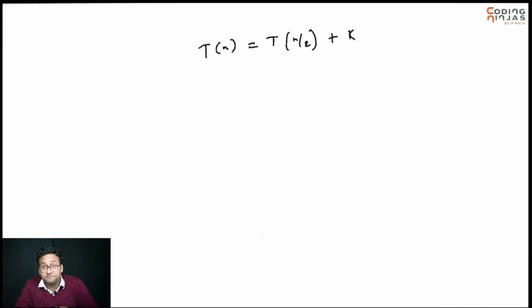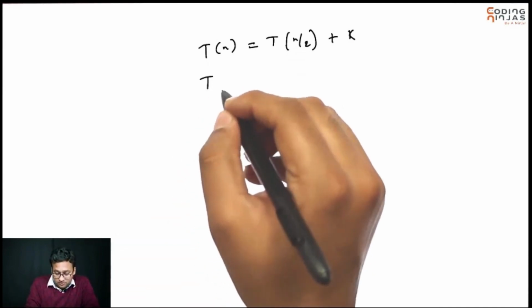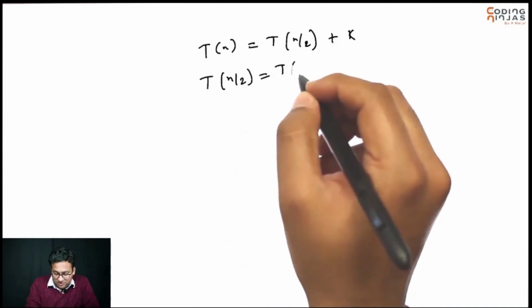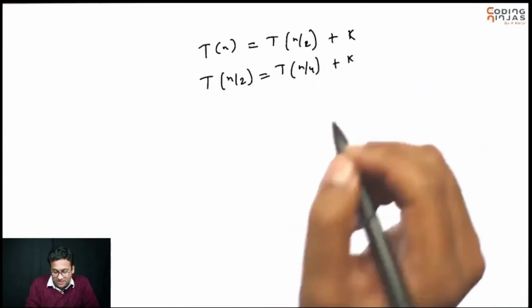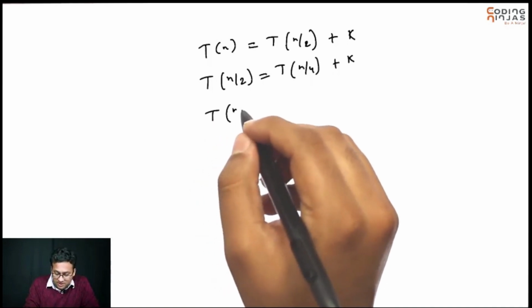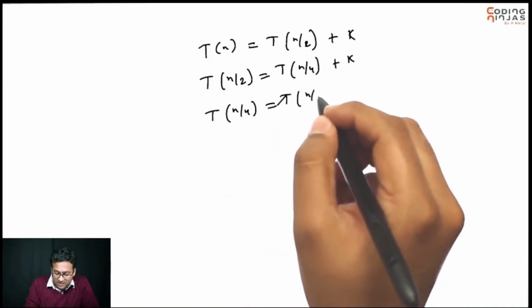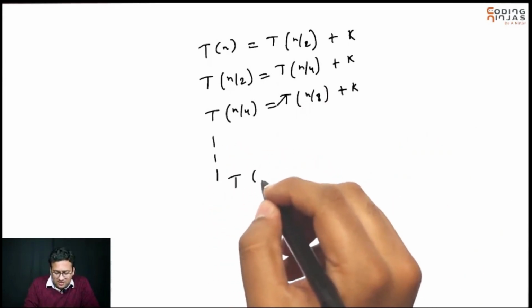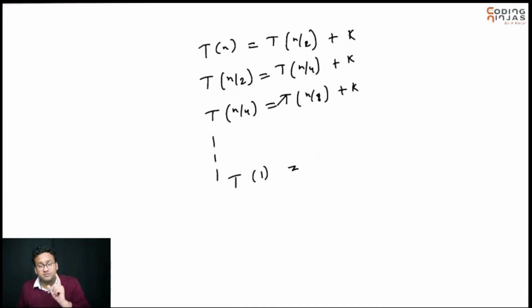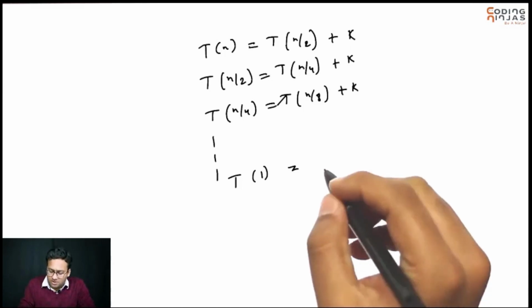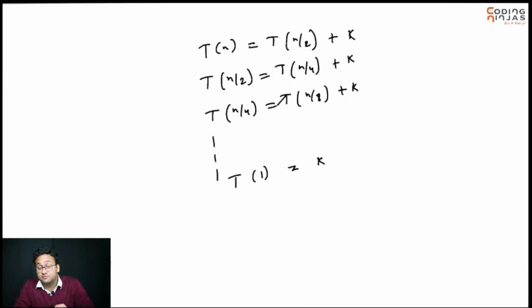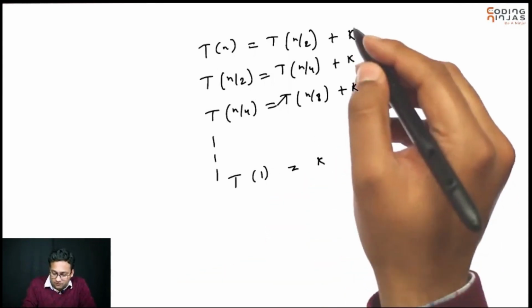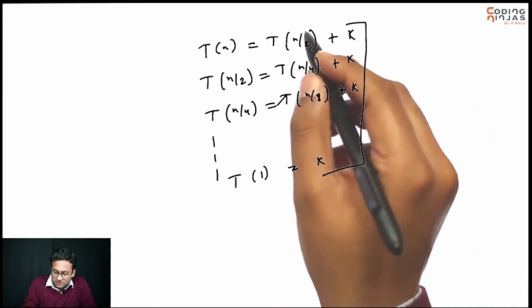Some constant k. Okay, so let's write it one more time. Tn by 2 is equal to Tn by 4 plus k. This means Tn by 4 is equal to Tn by 8 plus k. And we will keep going like this for just one element. If I have only one element, what do I need to do? I need to compare S with that particular element to get to my answer. So again, some constant k. Now, if you add all of these, they will cancel out.